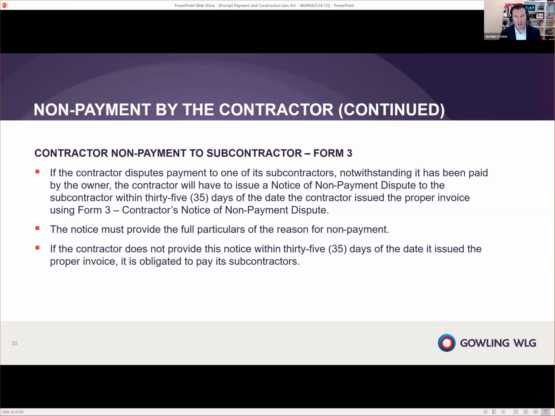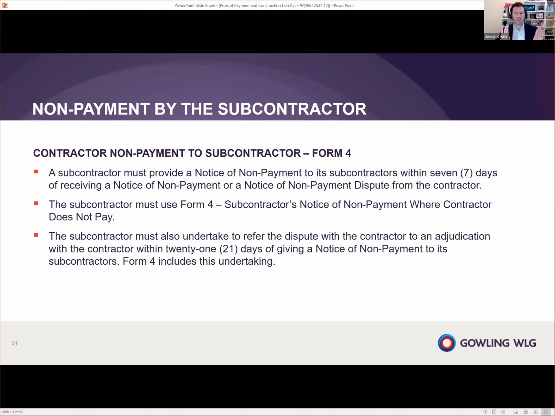Now, the other thing that's noteworthy and Tom talked about, but I want to highlight again, is if you fail to issue this notice, the Form 3 or the Form 1 or the Form 5, within the required timeline, you become obligated to pay. So if the owner doesn't issue a Form 1 within 14 days, they become obligated to pay. If the contractor does not issue a Form 3 to its subcontractor within 35 days, they become obligated to pay their subcontractor the full amount of the invoice, whether there's a dispute or not, because they didn't issue the Form 3 in time.